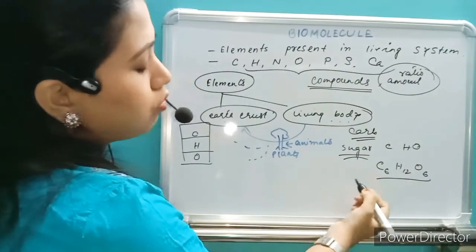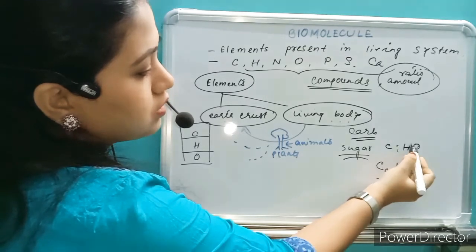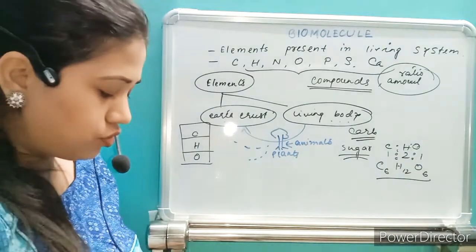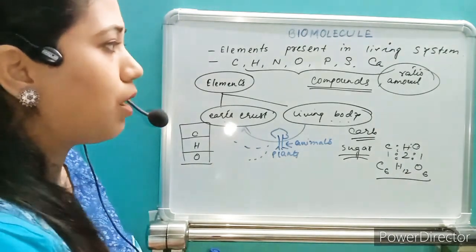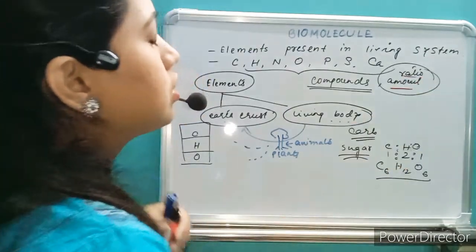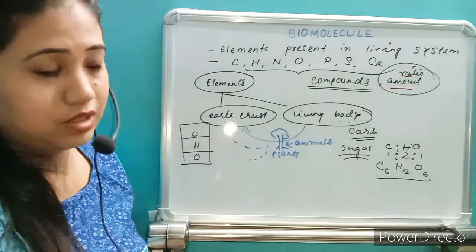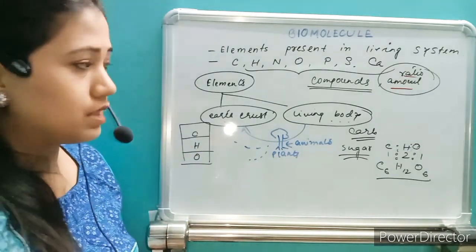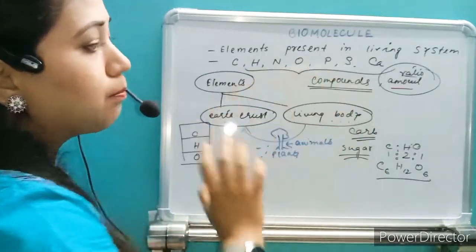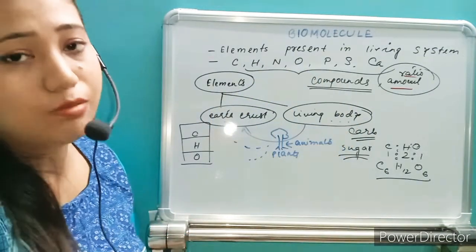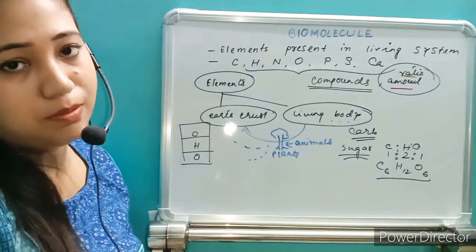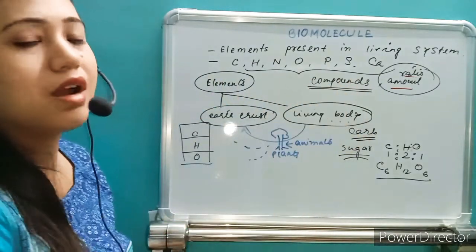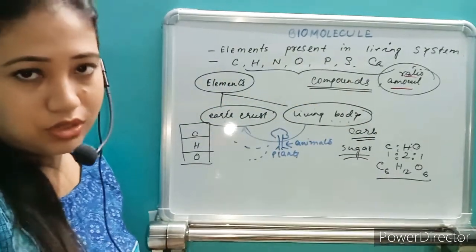In this sugar molecule, carbon, hydrogen and oxygen are found in the ratio of 1 is to 2 is to 1, right? This amount or ratio is going to make a huge difference. The same elements are found in the earth crust as well as the living body, but their amounts and the compounds they form, here the compound is carbohydrate, are going to be very important. The ratio is very important. In the living body, the same elements are found in some components.